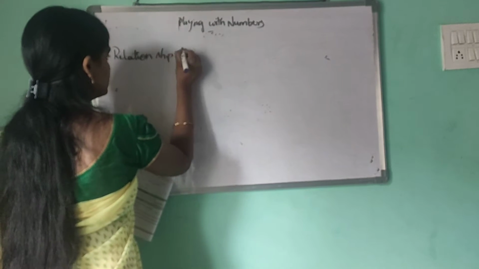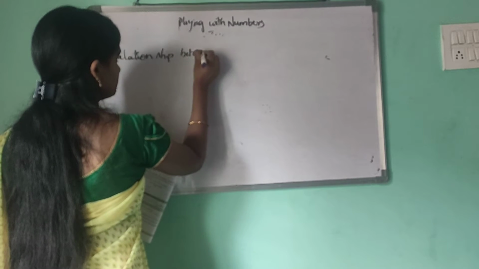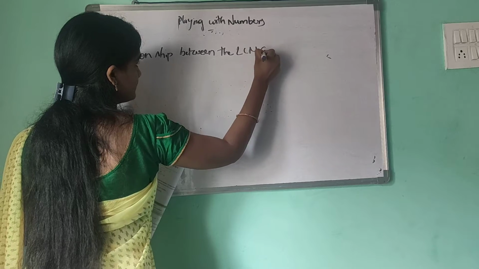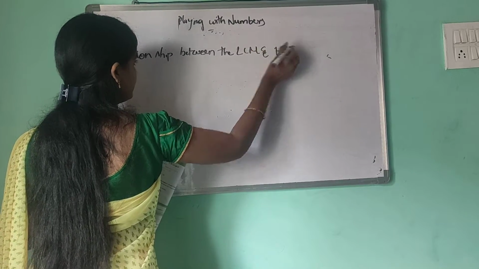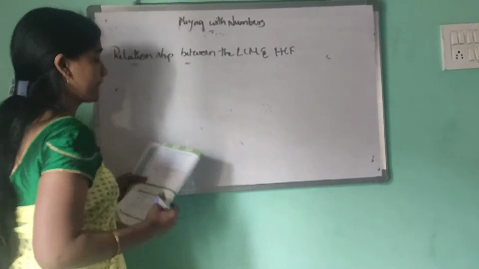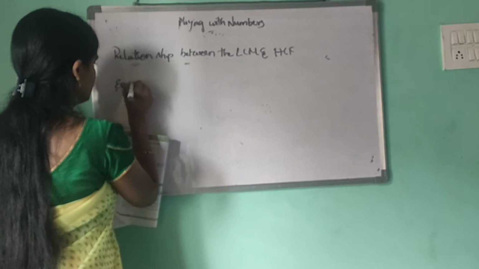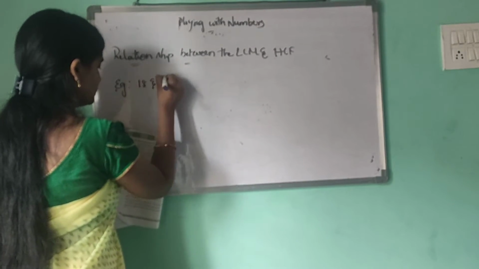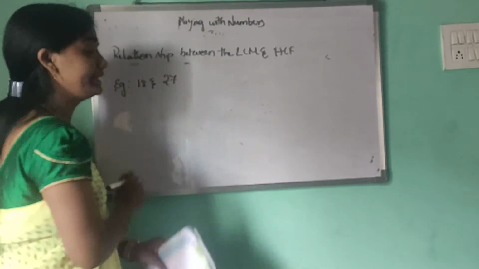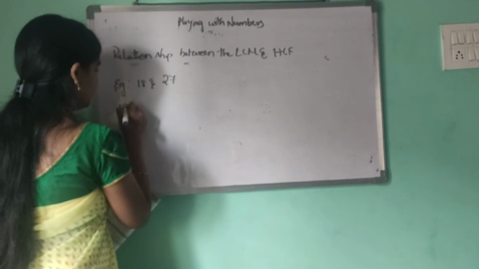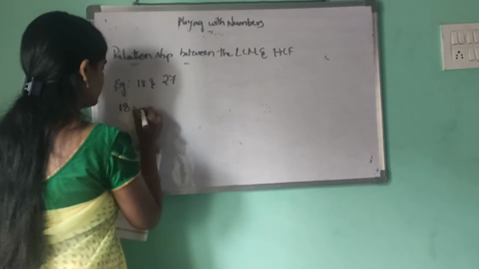Relationship between the LCM and HCF. Here I want to take the example 18 and 27. Here the factors of 18, how can you write?